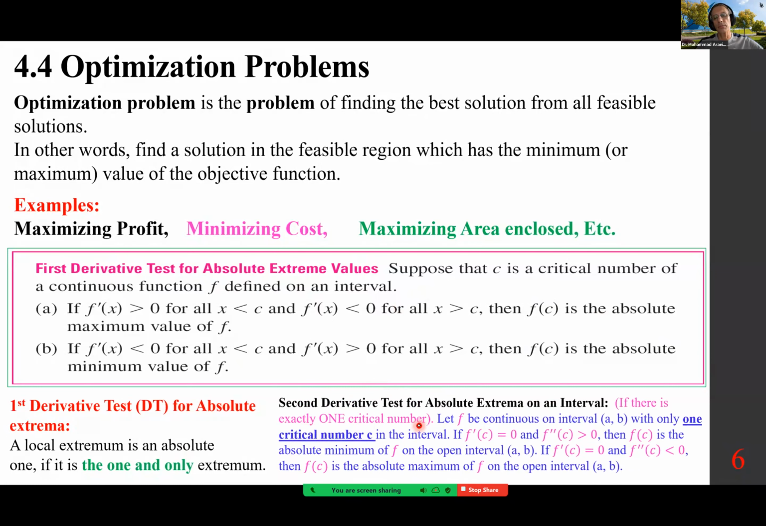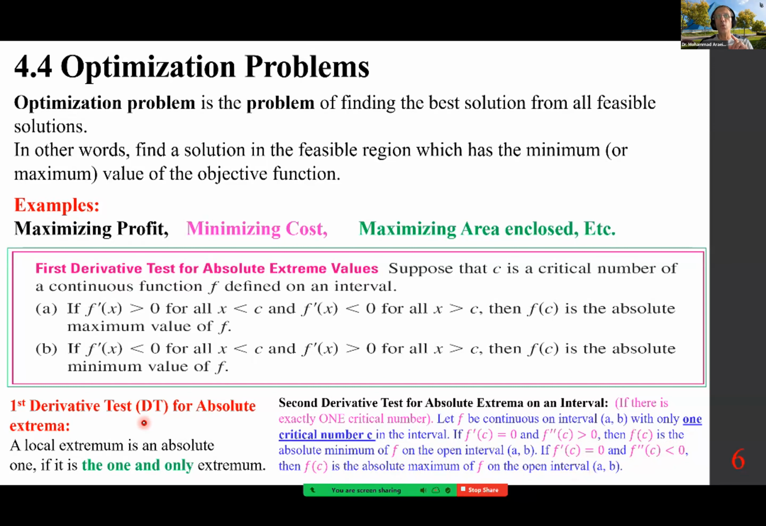The second derivative test for absolute extreme on an interval, if there is exactly one critical number, let f be continuous on interval of a to b, with only one critical number c in the interval. If f prime is 0 and f double prime is positive, then f of c is the absolute minimum of function f on the open interval of a to b. If f prime is 0 and f double prime is negative, then f of c is the absolute maximum on the open interval.